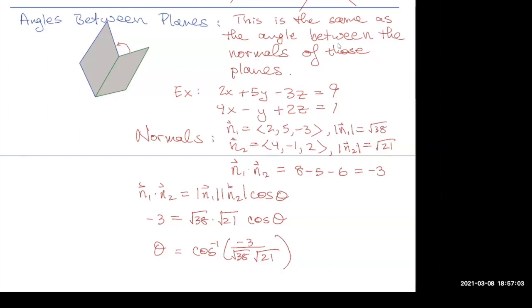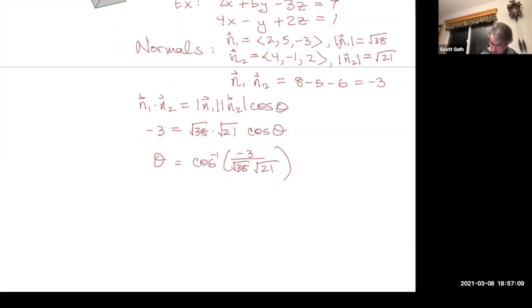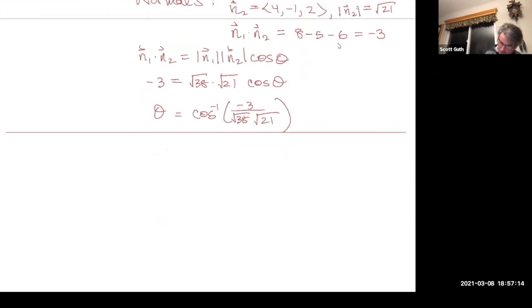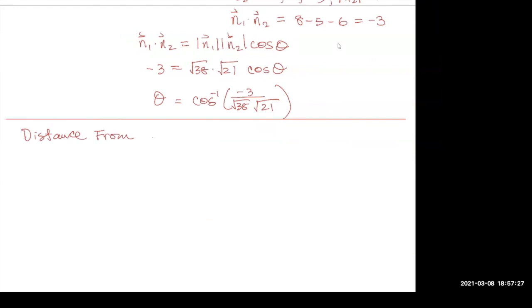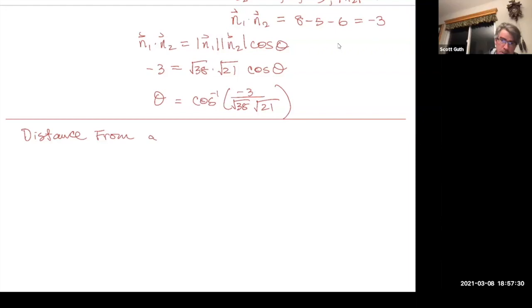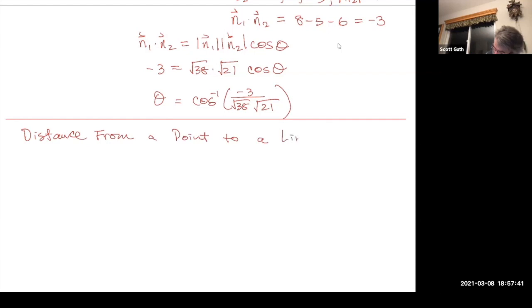So a couple other ideas before we move on. Okay, so next is the distance from a point to a line. We could have done this a while ago, I guess, but we only covered lines in space in this section. But the formula is, we're just doing trig in space, which is dot products and cross products. So distance from a point to a line in space.